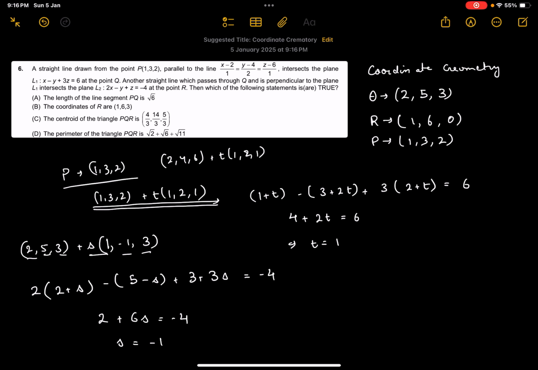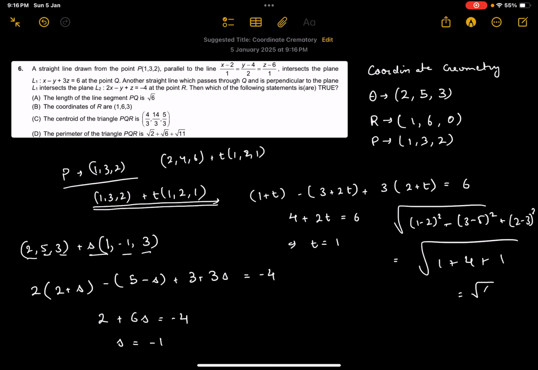A, the length of line segment PQ. So the length of line segment PQ is the square root of (1 minus 2) squared plus (3 minus 5) squared plus (2 minus 3) squared, which is under root, minus 1 squared is 1, plus minus 2 squared is 4, plus minus 1 squared is 1, that is 6. So yeah, option A is correct. Coordinates of R is (1, 6, 3). No, it's (1, 6, 0). So B is incorrect.